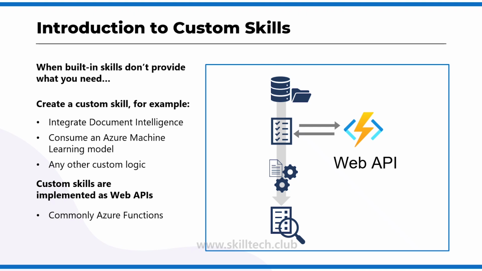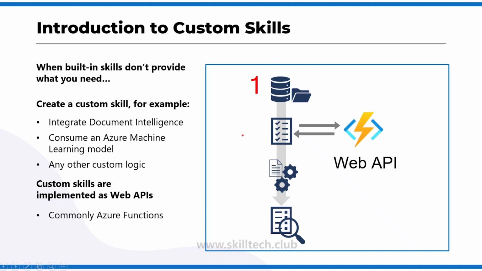Now, if you see here, these are the same 4 steps which you have seen in the previous module, but this time we are using Azure Function, which is one of the easiest ways to implement HTTP-based APIs, and it can be hosted on Azure Cloud. Right now we are using that Azure Function as a custom skill, and we have the same 4 steps which we have seen in the previous slide.